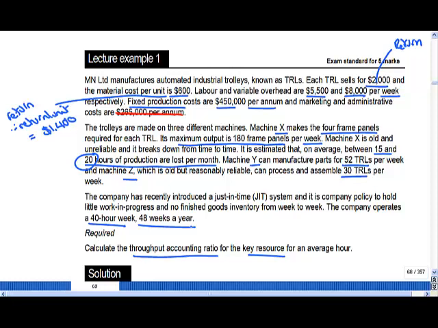The first thing we need to work out is which machine is our key resource. One of these will be producing at lower output than the others. We can see it's not machine Y, because that makes more trolleys than Z. We need to understand how many machine X makes, compare that with Z, identify our bottleneck, and then we can calculate our throughput accounting ratio for that machine.